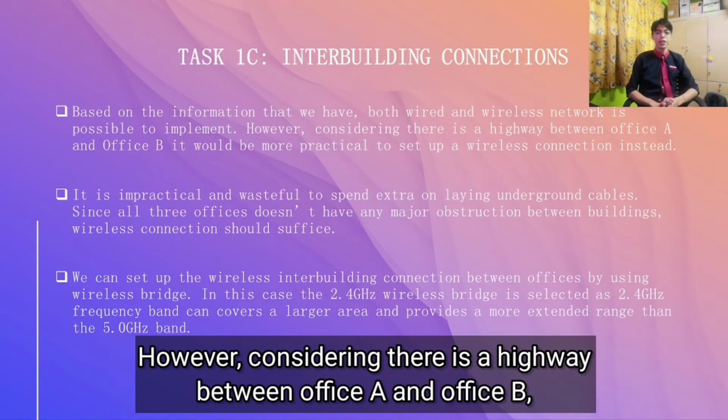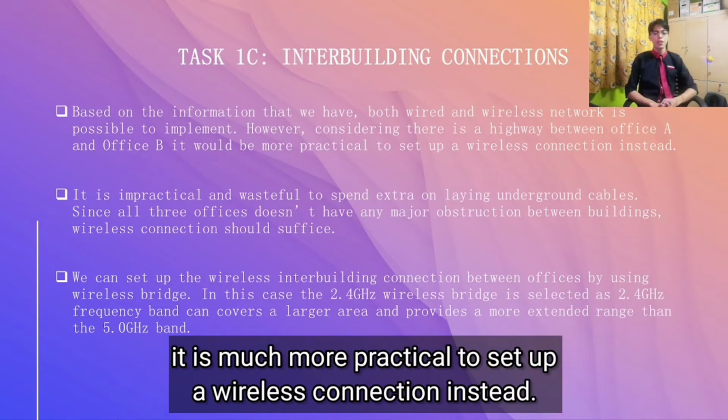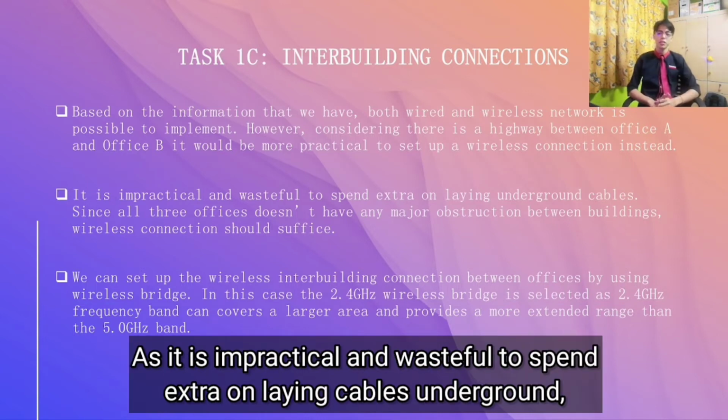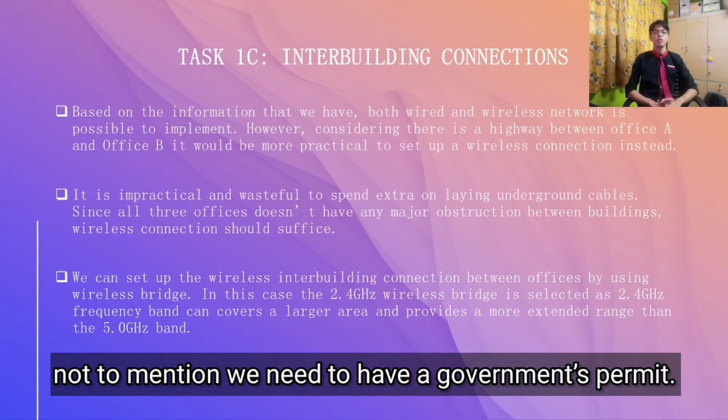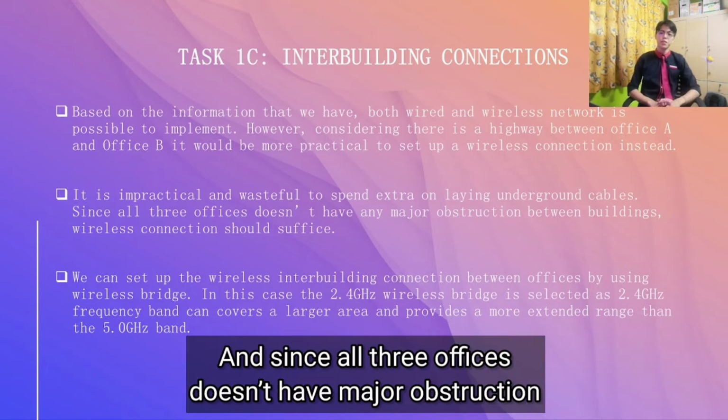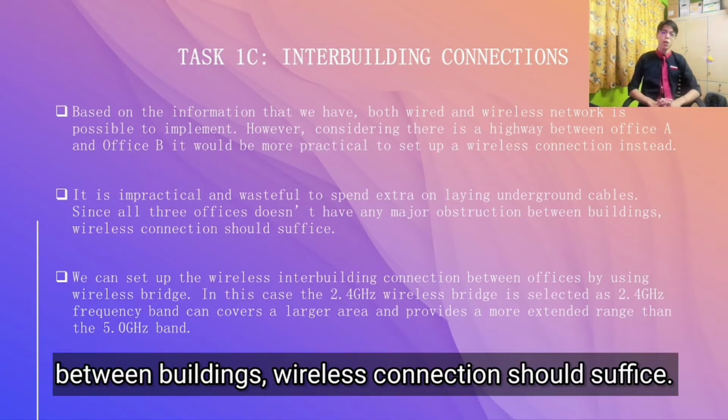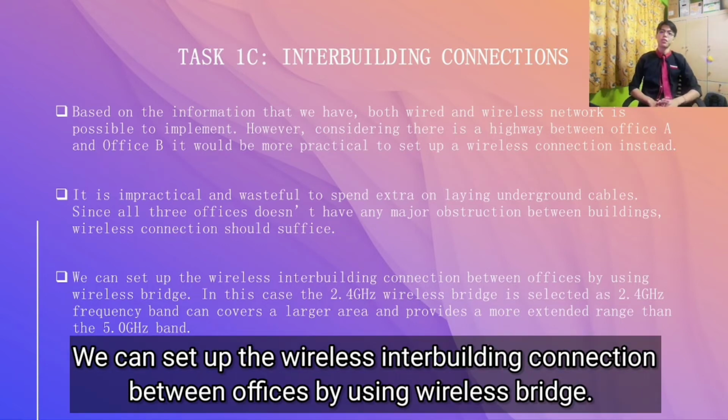However, considering there is a highway between Office A and Office B, it is much more practical to set up a wireless connection instead, as it is impractical and wasteful to spend extra on laying cables underground. Not to mention, you also will need to have a government permit. And since all 3 offices don't have any major obstructions between buildings, wireless connection should suffice. We can set up the wireless inter-building connection between offices by using the wireless bridge.